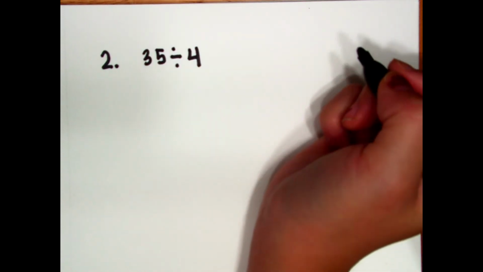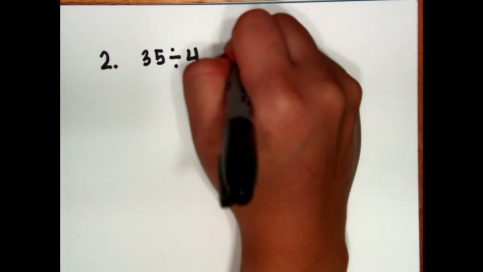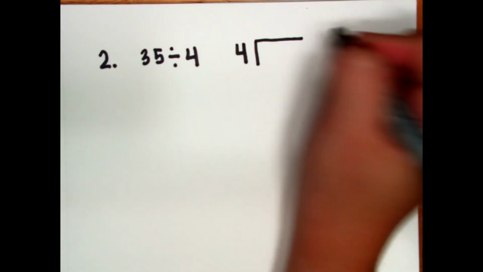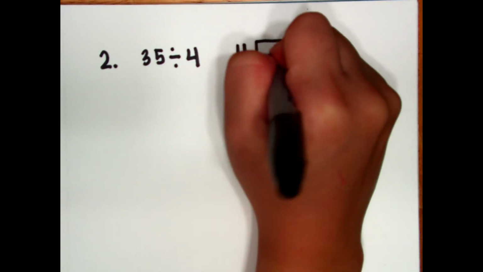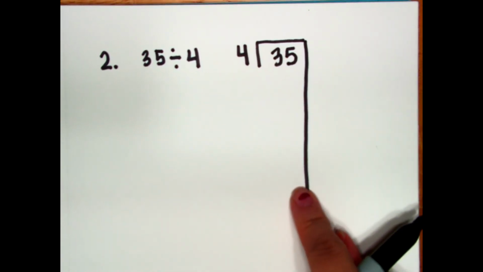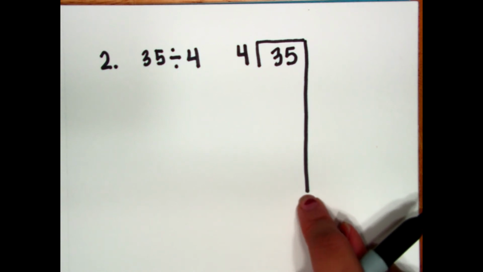We're going to be working with the numbers 35 divided by 4. What is the first step again, class? You're right. We're going to have to rewrite the problem. Our divisor is going to go on the outside. Our dividend will be placed on the inside. I'm going to draw my long line because we know that when we are repeating subtraction, we're going to be needing a lot of work, as we saw in our first problem.